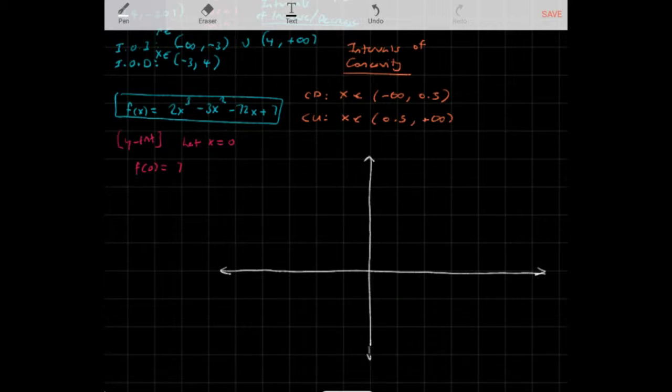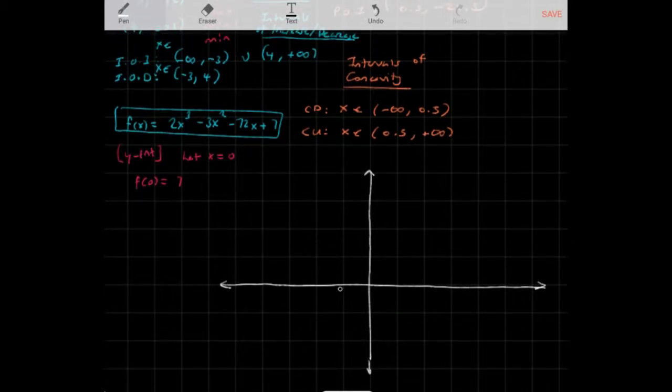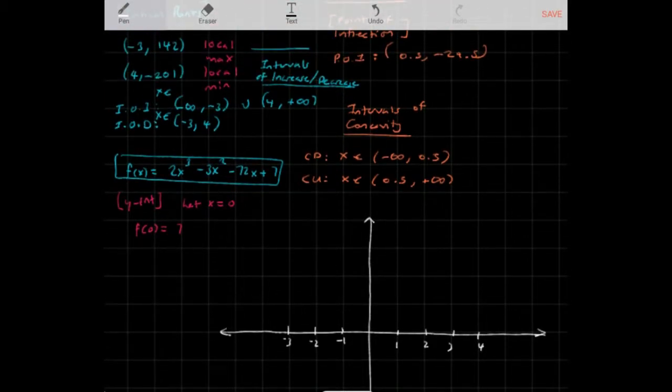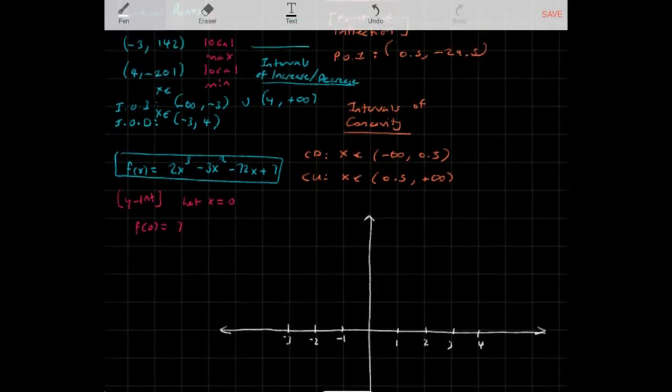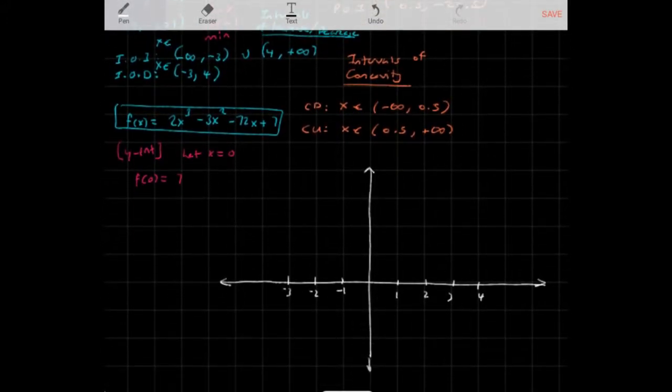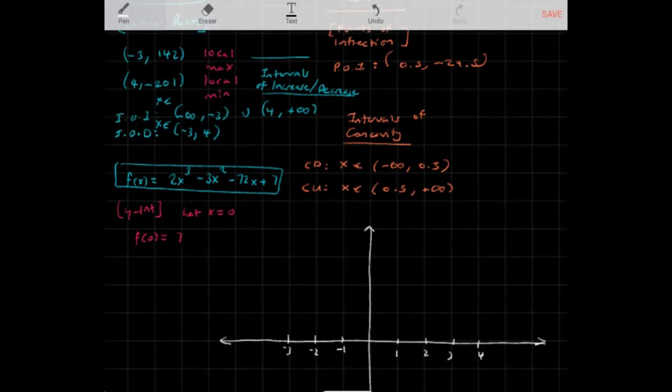Now this is going to be a little difficult because this won't be to scale, but we'll just do our best with our sketch. So this is -1, -2, -3. This is 1, 2, 3, 4. Now for the y-axis, I'm just going to keep an arbitrary scale, so don't worry about that so much. But for the x values, we have a maximum at (-3, 142). Sorry, 142, not 147. So (-3, 142).